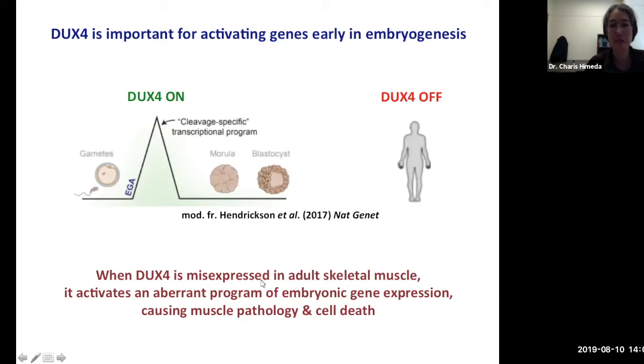And when DUX4 is misexpressed in adult skeletal muscle, it activates an aberrant program of embryonic gene expression, which causes muscle pathology and cell death, and eventually results in the disease.